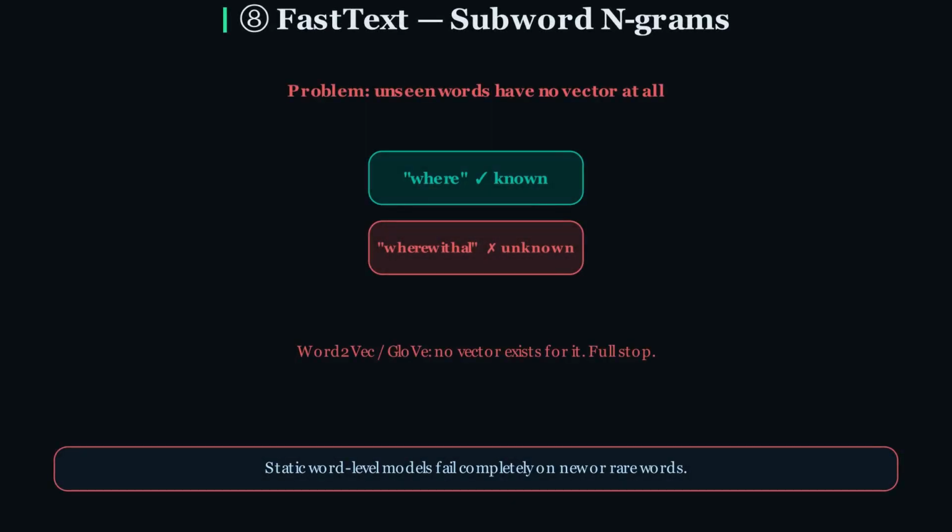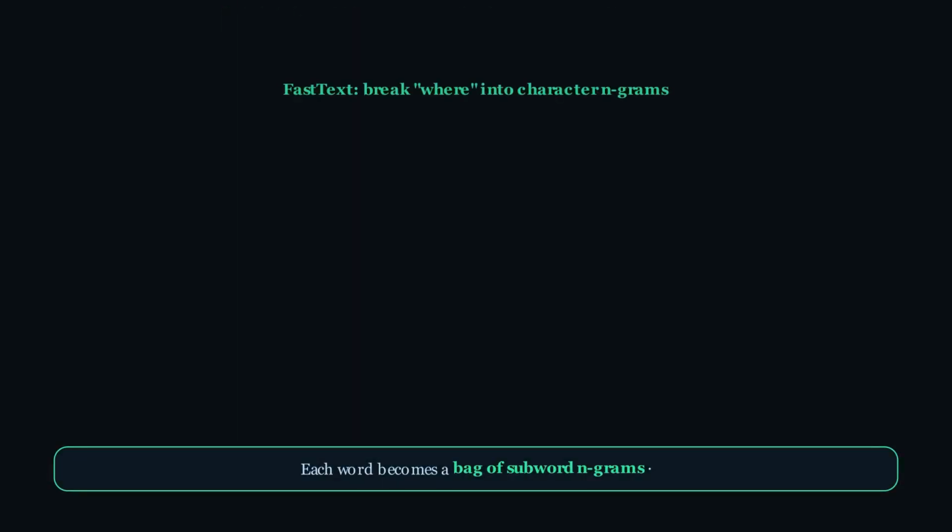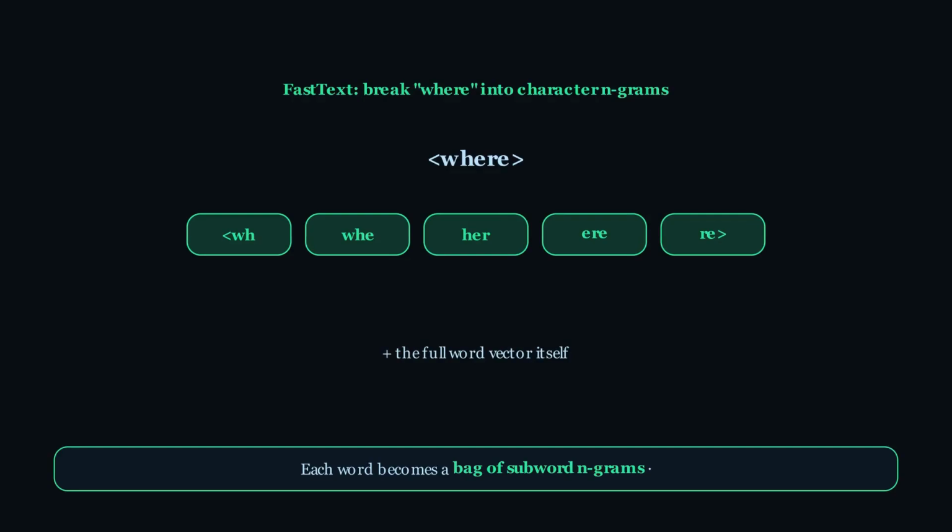Word2Vec and GloVe treat every word as one atomic unit. If a word never appeared during training, a rare word, a typo, a made-up word, there is simply no vector for it at all. FastText instead breaks every word into overlapping character n-grams, where becomes wh, we, her, ear, and re, each with its own vector, plus a vector for the whole word.